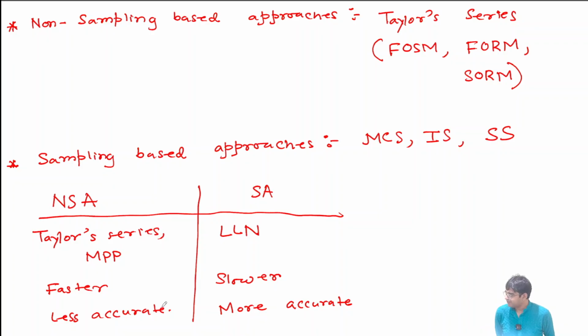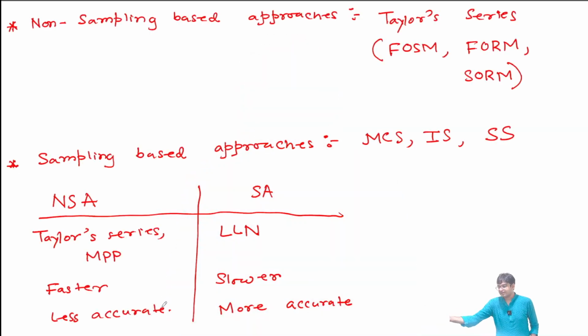But can we not have something which is somewhere in between, which is probably less accurate than sampling based approaches but more efficient than sampling based approaches, which is more accurate than non-sampling based approaches but potentially less efficient than non-sampling based approaches? We are trying to look at something that resides in the middle. That means, can there be something that is somewhere between sampling and non-sampling based approaches? And there is, and that is the third and last category of method in component reliability analysis.